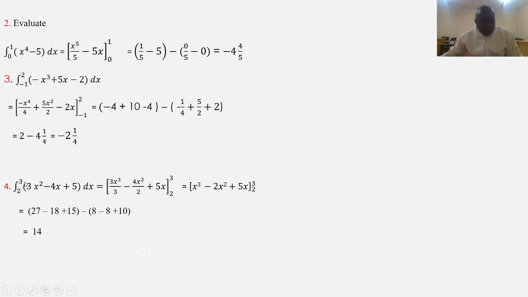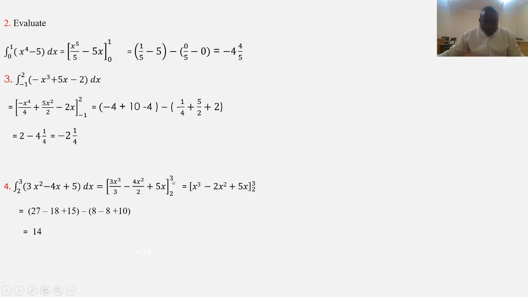Now we have another one here, limits 3 and 2, we integrate 3x squared minus 4x plus 5 with respect to x. So we shall have 3, this is x power of 2 plus 1, it becomes power of 3, 3x cubed over 3 minus 4x squared over 2, then plus 5x, with respect to the limits 3 and 2. If you simplify, 3 and 3 cancel, and 4 over 2 becomes 2. It will be x cubed minus 2x squared plus 5x, limits 3, 2.